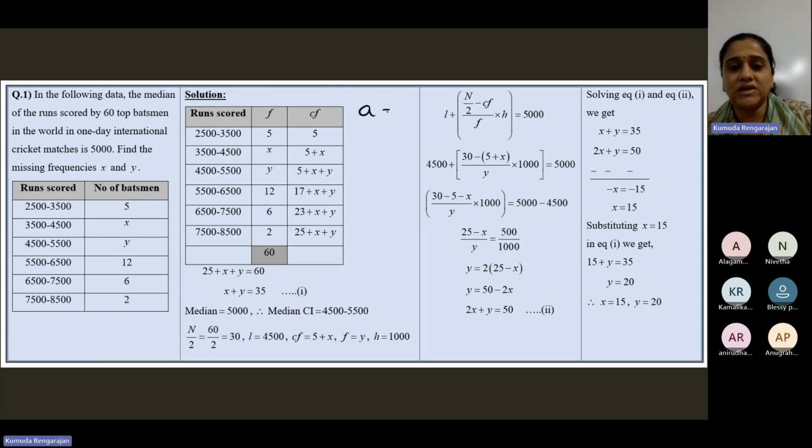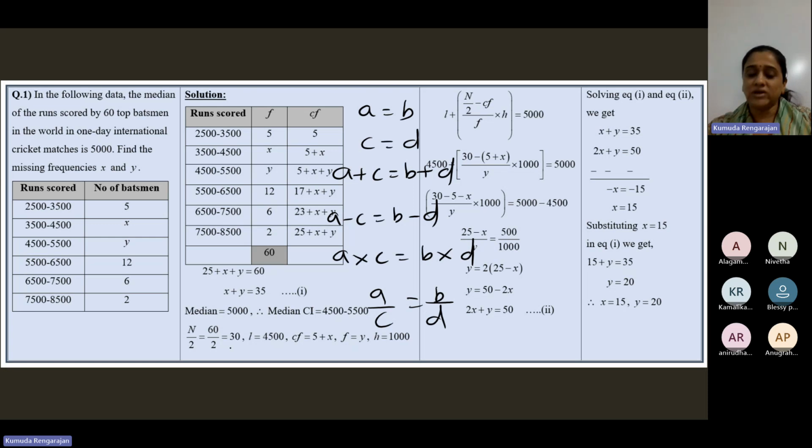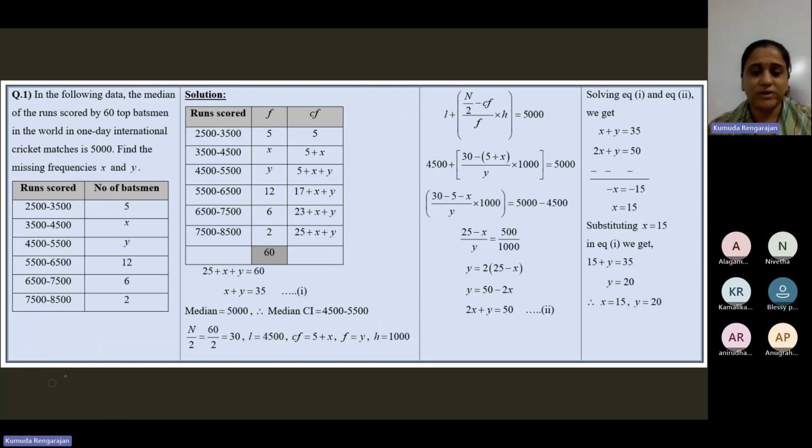See, if you have A is equal to B and C is equal to D, then A plus C is equal to B plus D is true. You can add the two equations. A minus C is equal to B minus D is also true. You can subtract. A into C is equal to B into D is also true. You can multiply the two equations. A by C is equal to B by D. You can divide the LHS and the RHS also. We'll see this again in the next class, but that's what it is. When you have two equations, you can perform any mathematical operation with them.